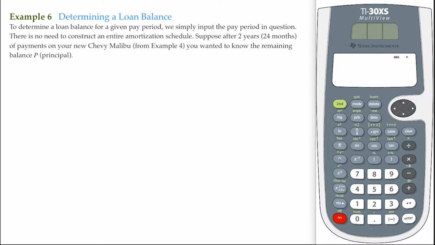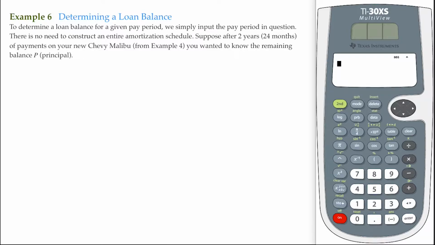In this example, we are going to be determining a loan balance on an installment loan. If you are partway through your installment loan and you want to know how much you still have yet to pay, you don't necessarily need an amortization schedule to show you that. You can use the installment loan equation to determine it. We just have to make some adjustments to that equation.